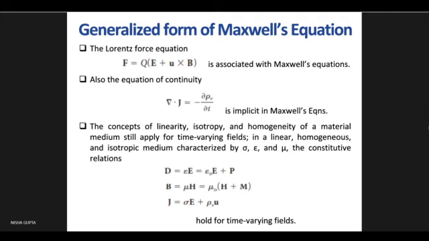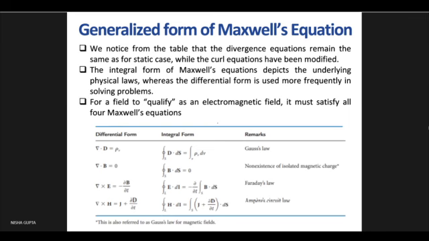So in a linear, homogeneous and isotropic medium, we characterize it as sigma, epsilon and mu, where these three quantities are scalar quantities, just a number. So the constitutive relations that we know, D is equal to epsilon E, H is not one of the Maxwell's equations, it is a constitutive law. We can write D in terms of E, and B we can write in terms of H using these two equations.